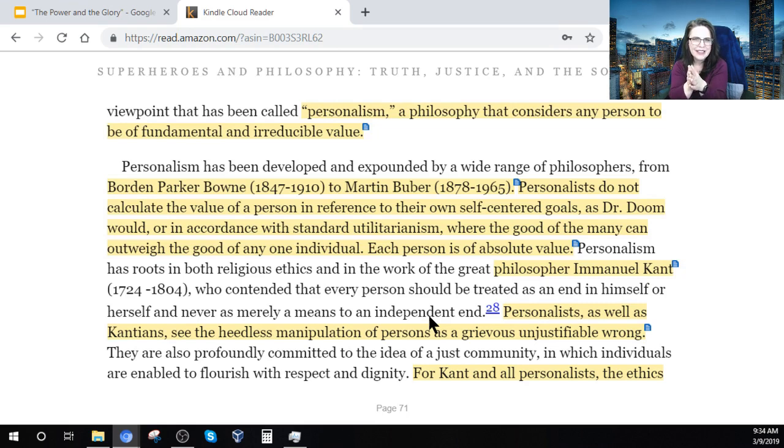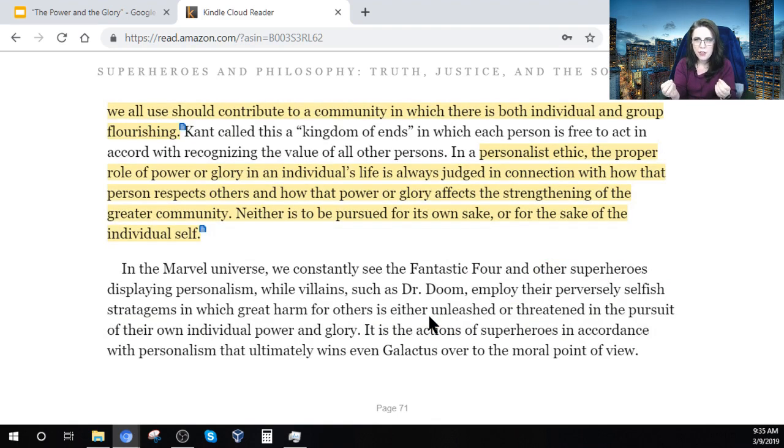So personalists, as well as Kantians, see the heedless manipulation of persons as an unjustifiable wrong. Both personalists and Kantians are committed to the idea of a just community in which all individuals are able to flourish, they all have respect, they all have dignity, and they all need to subscribe to the ethics of making sure that everybody is valued equally. So in the personalist ethic, the proper role of power or glory in an individual's life is always judged in connection with how that person respects others and how that power or glory affects the strengthening of the greater community.